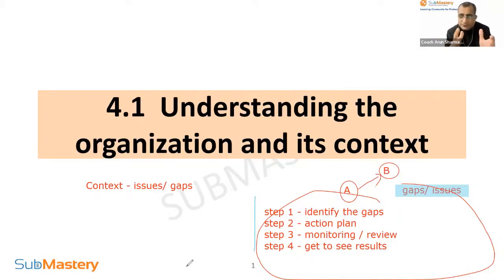So for that purpose, this clause, context of the organization, has been included, where you identify your context, you identify your issues, so that after a year or two, you will be working on the actual issues. You'll be working on the actual problems, right? So that it's not just a certificate hanging on the wall, but also that you worked on the real issues.